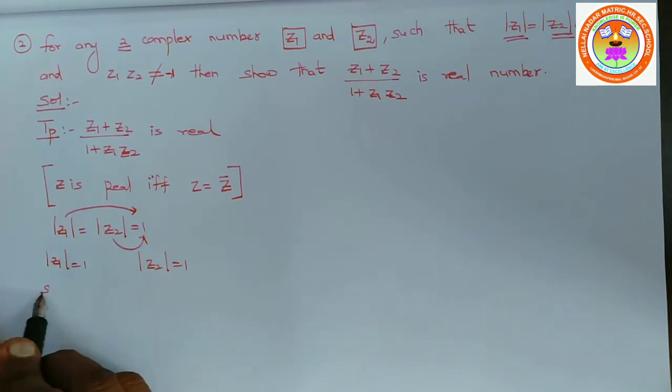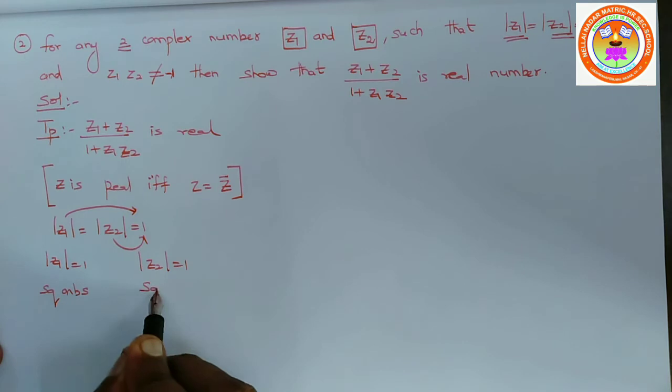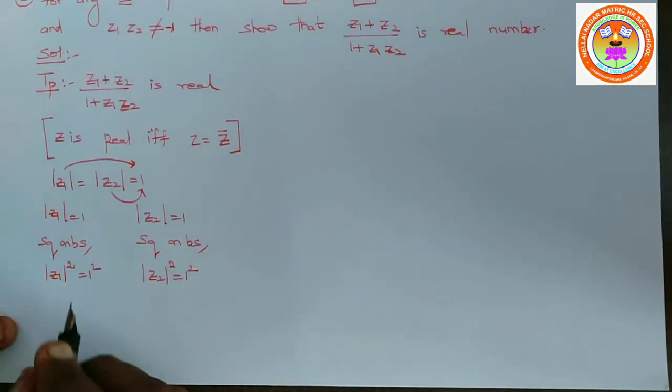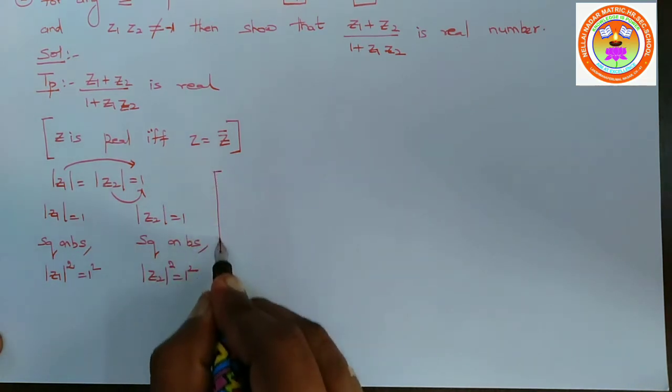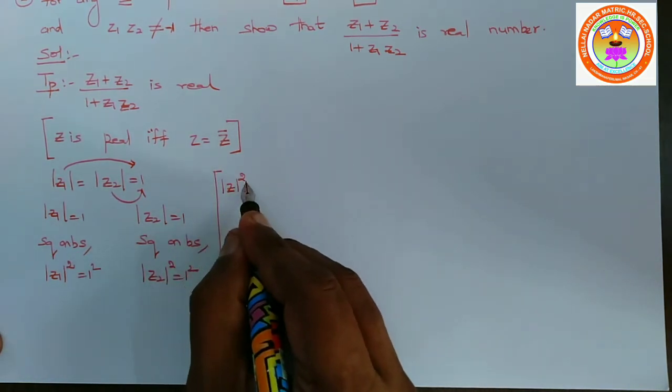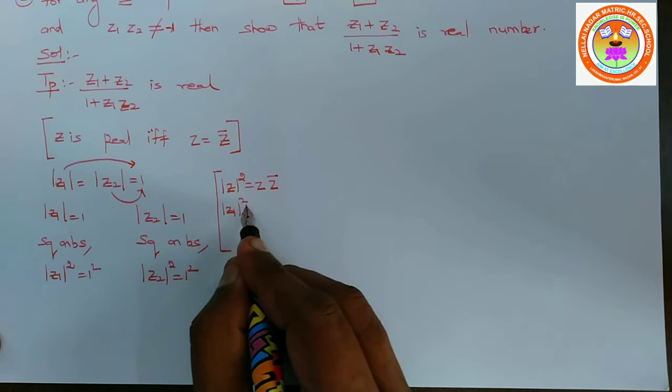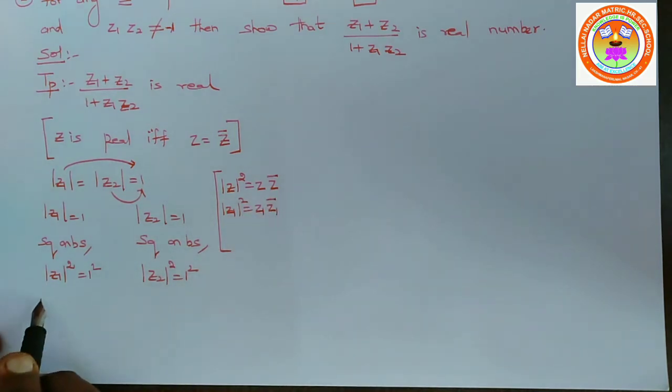Now squaring on both sides. Same here also, squaring on both sides. After squaring on both sides, modulus of z1 square is equal to 1 square, modulus of z2 square is equal to 1 square. You know one formula. What is the formula? Modulus of z square is equal to z times z bar. This is one of the properties, and I told you it is a very important property. Here z1 is present, so I can write z1 times z1 bar is equal to 1 square, which is 1.